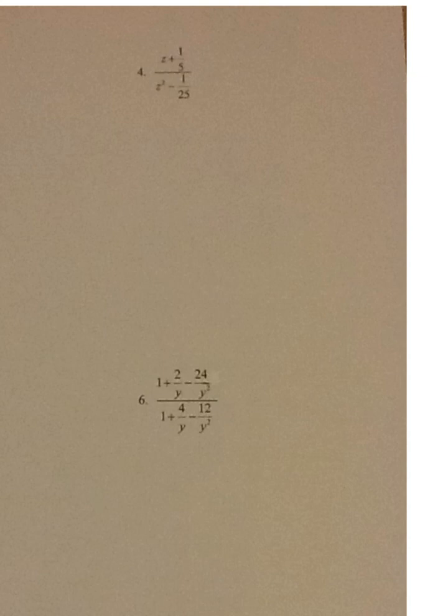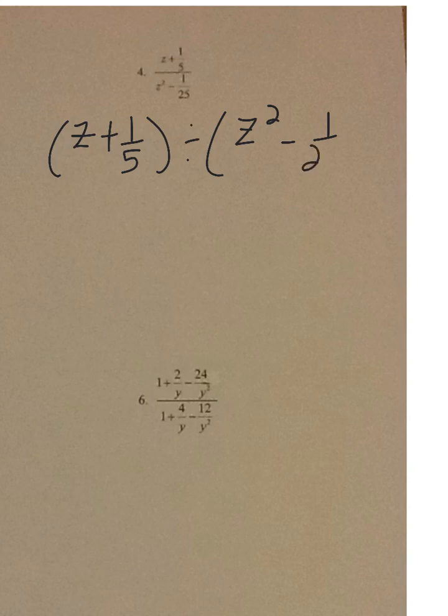Okay, so number 4, I'm going to rewrite, start off like that. So I have (z plus 1 over 5) divided by (z squared minus 1 over 25). So in both of my parentheses, right, I do not have one fraction. So I'm going to have to add and subtract in them.